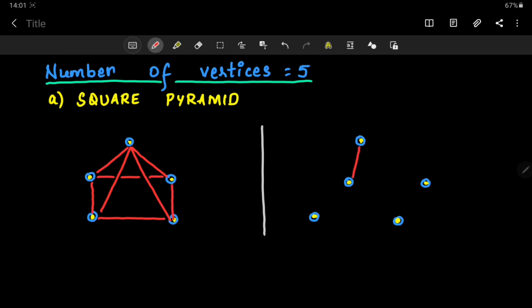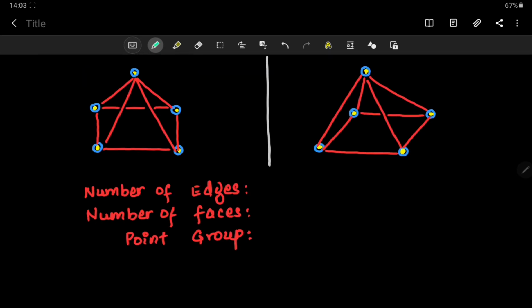I'm showing the other orientation, 1, 2, 3 and 4 edges that join the top vertex with the basal square plane, 5 and 6, 7 and 8. 2 different orientations of the square pyramid. Coming to the number of edges, as we counted them, that gives 8 edges, and there are 4 triangular faces. 1 triangular face towards you, 1 triangular face towards your right, 1 triangular face away from you, and 1 triangular face towards your left hand side.